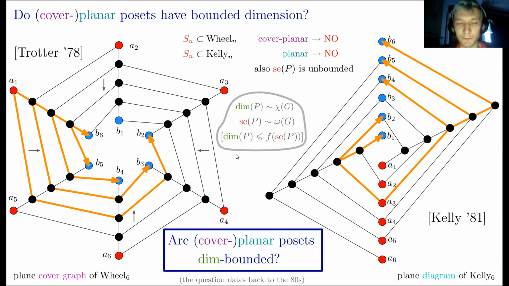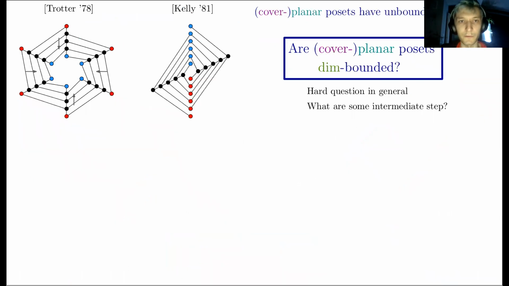This is just to recall what dim-boundedness meant. Dimension was analogical to chromatic number, and standard example was analogical to clique number. We ask if dimension is bounded by some function of standard example. So this is about the dimension of planar posets being unbounded, and we have these two examples which are very important. And I think we can move on.